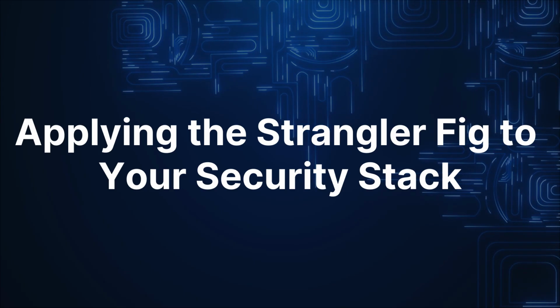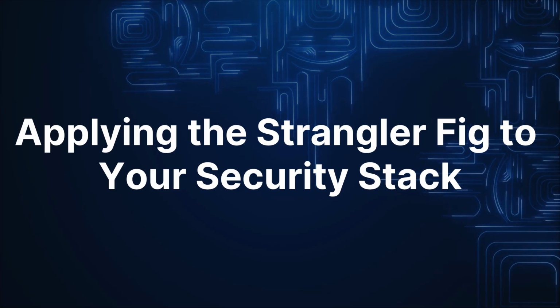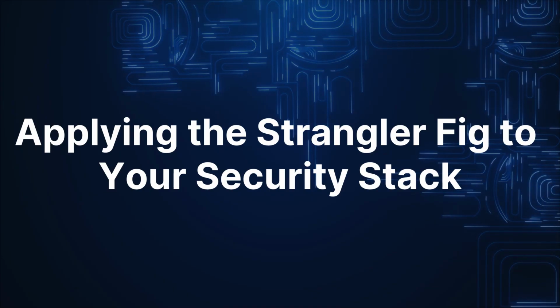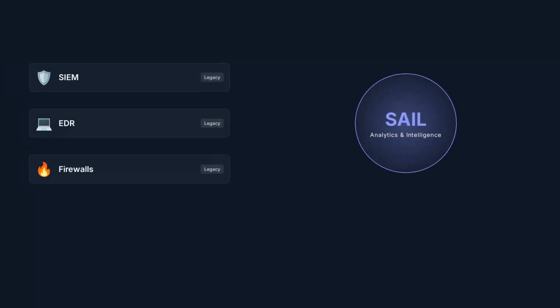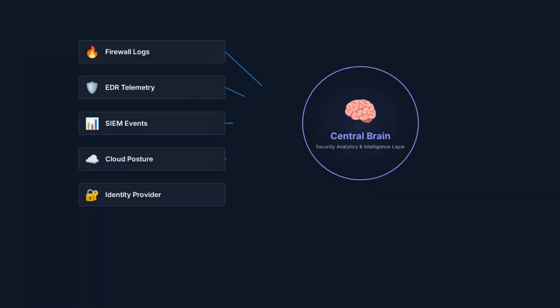The first step is to build your facade. In the context of CSMA 3.0, this facade is your security analytics and intelligence layer, or SAIL. Instead of trying to replace your SIEM, your EDR, or your firewalls on day one, you start by connecting them to your new SAIL. You use their existing APIs and log forwarding capabilities to feed telemetry into this central brain. This is a non-disruptive, read-only operation. Nothing in your current environment changes, making this initial phase low risk.